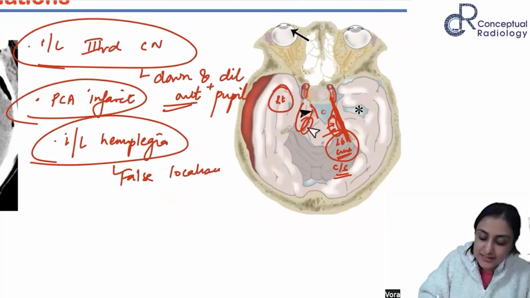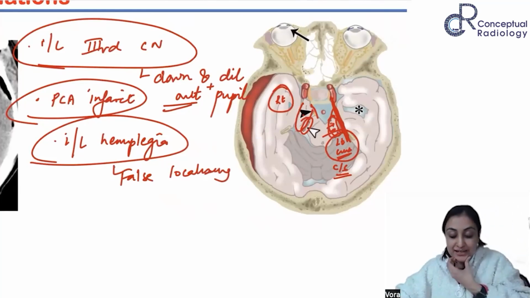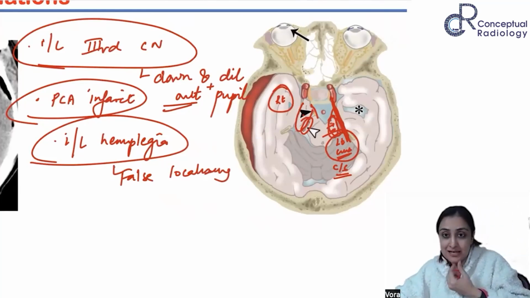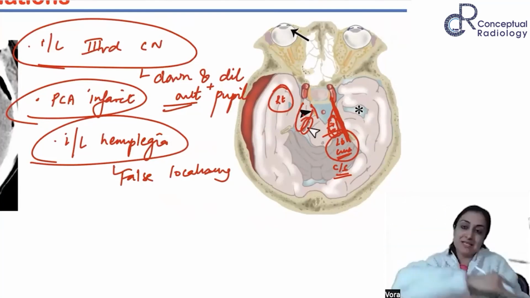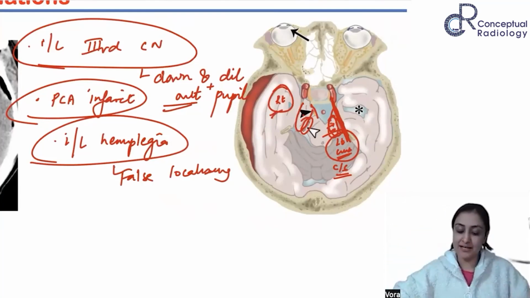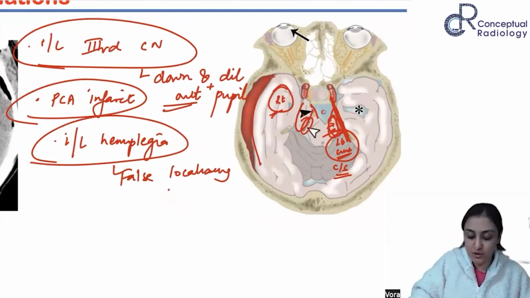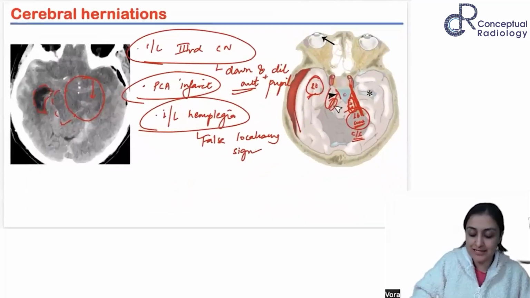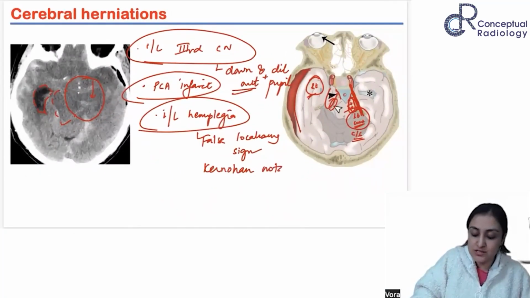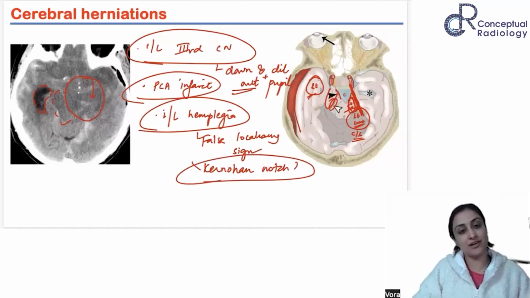Did you understand this? That contralateral crus got compressed and that is why, irrespective of what sided hematoma I have, I have ipsilateral hemiplegia. So this is what we call as the false localizing sign, which is called as the Kernohan's notch. So this is the Kernohan's notch or the Kernohan's phenomenon, which is ipsilateral hemiplegia. So this is the clinical aspect.